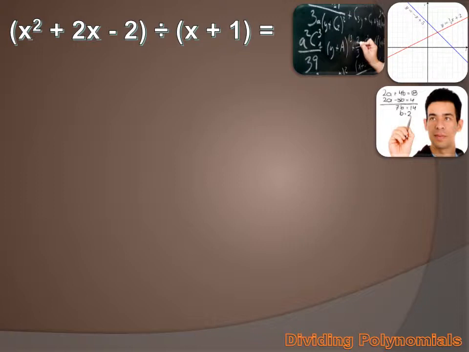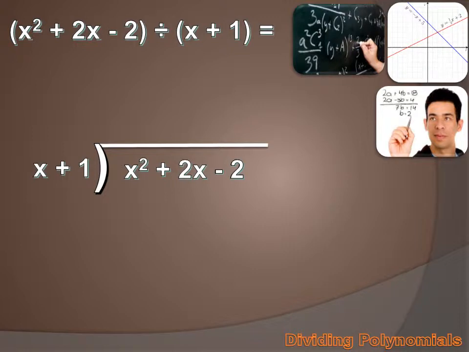Here's a situation where we're dividing by a binomial, x plus 1. And in that situation, it's going to be easiest to set this thing up like a standard division problem. I'm going to put my divisor, x plus 1, outside my division symbol. And inside my division symbol, I'll put my dividend, x squared plus 2x minus 2. Now, I've only got two terms in my divisor, x plus 1. So I'm just going to focus on the first two terms of my dividend.